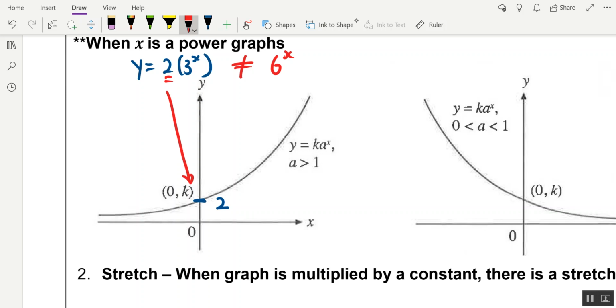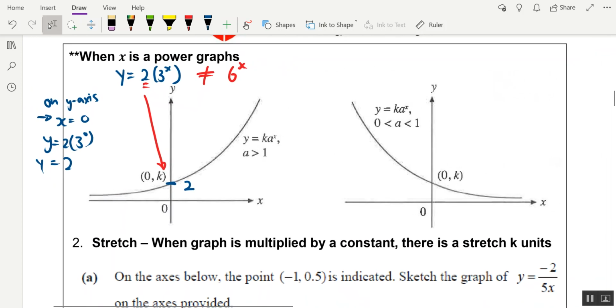Okay, why? Because when you're on the y-axis, in your coordinate geometry, x equals 0, so y equals 2 bracket 3 to the power of 0. 3 to the power of 0 is 1, so that's why y equals 2, and that's the y-intercept. Okay, so be careful. Do not multiply any constant outside into the power.